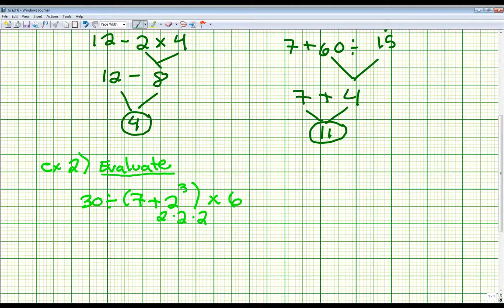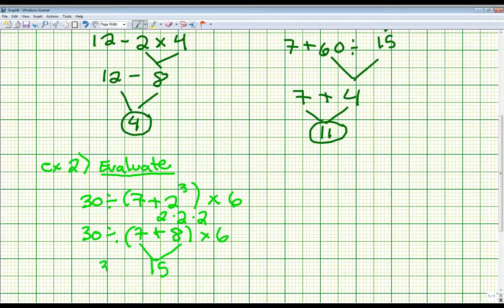So 2 times 2 is 4. 4 times 2 is 8. So this would give me 8. So I have 7 plus 8 that I'm going to be doing in my parentheses. I'll bring down everything else that I haven't used yet. That didn't change. That didn't change. So now I'm still working within my parentheses. Now I can add the 7 and the 8 together. So 8 and 7 give me 15.